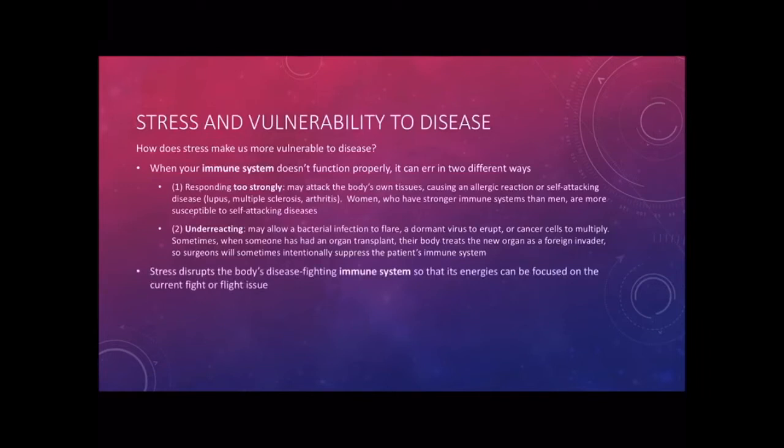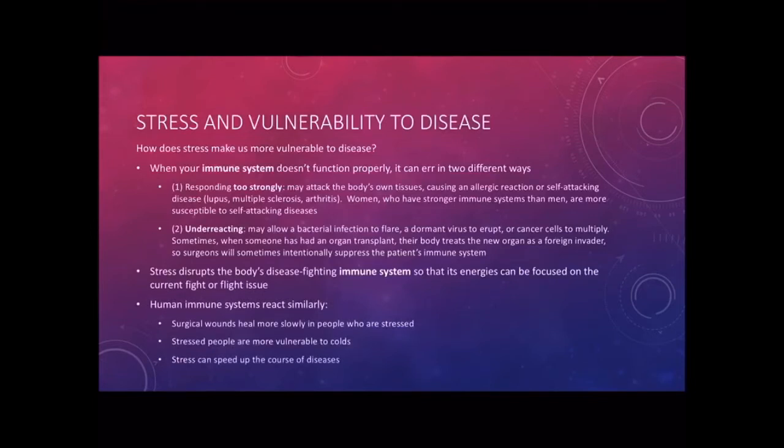Stress is going to disrupt your immune system, right? So that you can focus on fighting the threat right away. And then human immune systems react similarly. I think that this is pretty interesting. Surgical wounds heal more slowly in people who are stressed. That's been a reliable finding. Stressed people are more vulnerable to colds, and stress can speed up the course of diseases. So the link between stress and immune functioning is very strong.